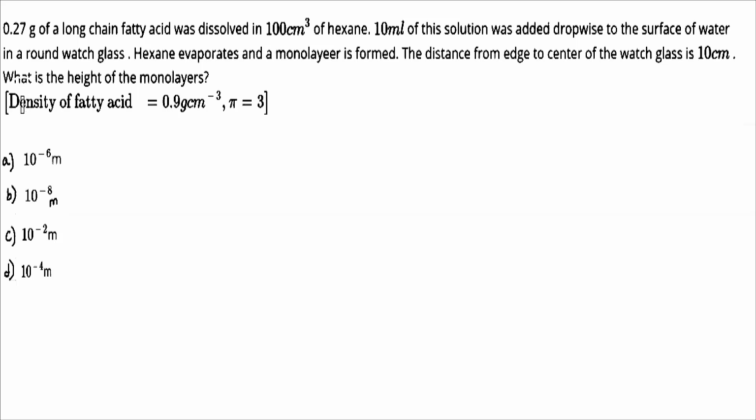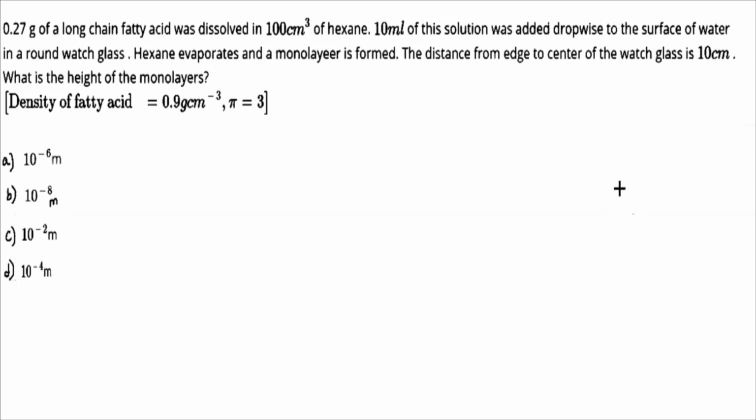So we are given the density of the fatty acid, that is 0.9 gram per centimeter cube. For this, you have to use the value of pi equal to 3. So let's try to solve this question and find out what is the height of this monolayer.